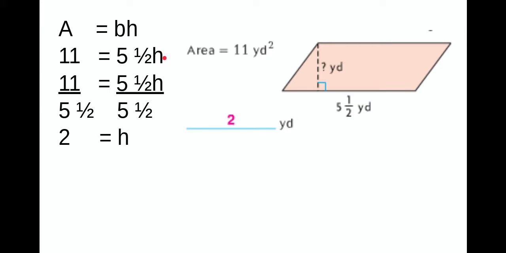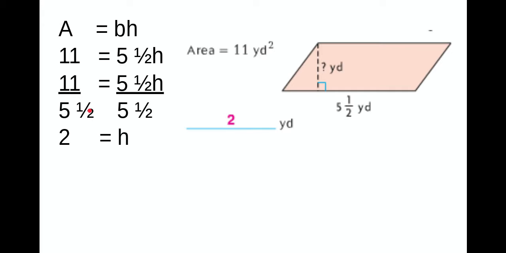How we solve H is to do the inverse operation. So we're going to place a line here and a line here, and that shows division. So we're going to do 5.5 divided by 5.5. They just end up canceling each other out. You're left with just one H, which you write as just H. And then you do 11 divided by 5.5.